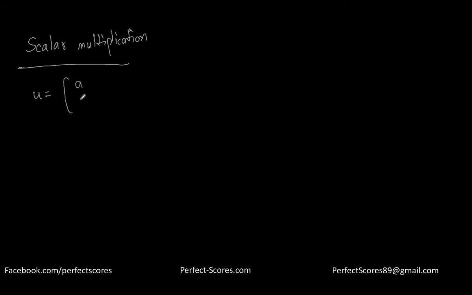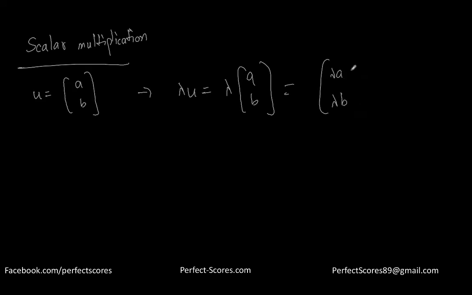That is the scalar multiplication of vectors. So what do you mean by scalar multiplication of vectors? Let's say, for example, I have a vector u, which is a and b. If I multiply a scalar number with the vector, what's going to happen? Each number is going to get multiplied by that scalar number.